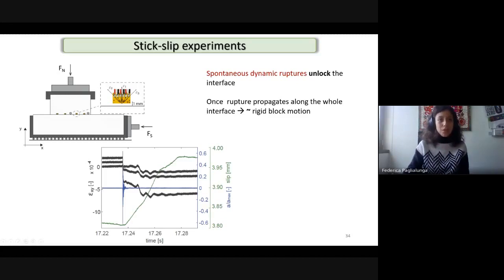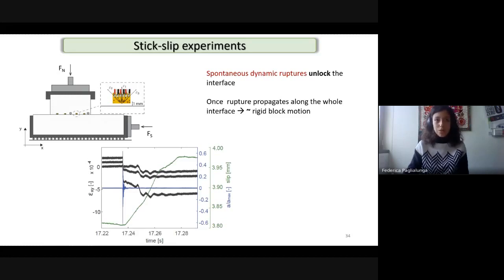In the bottom figure, we can see in black the shear strain evolution during an event. In blue, we can see the acceleration, and in green, you can see the macroscopic slip evolution of the lower block. So you can clearly see that the rupture is very instantaneous, and all acceleration is dissipated during the rupture propagation, and only once the rupture has propagated all the way along the interface can the two blocks slip macroscopically.